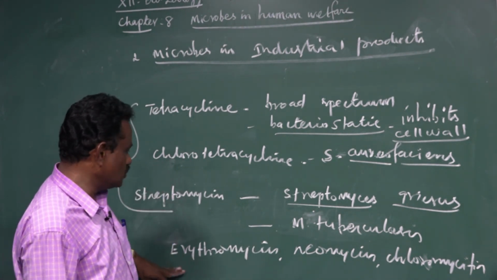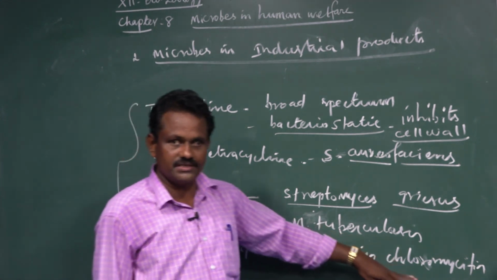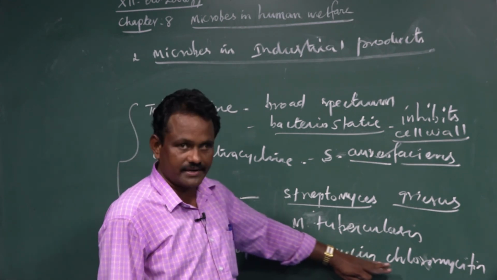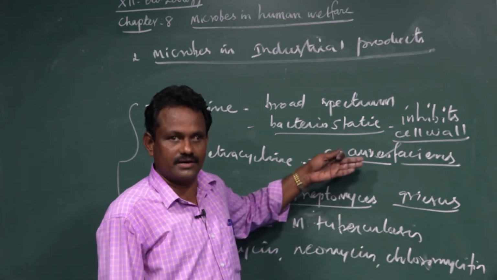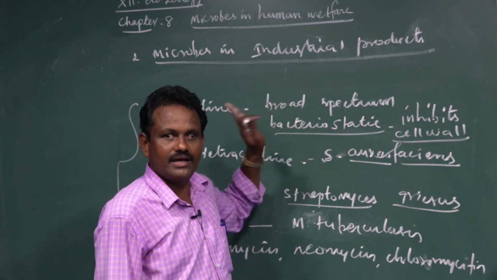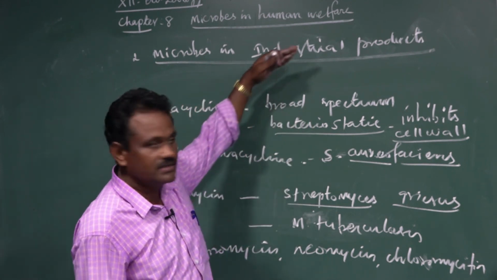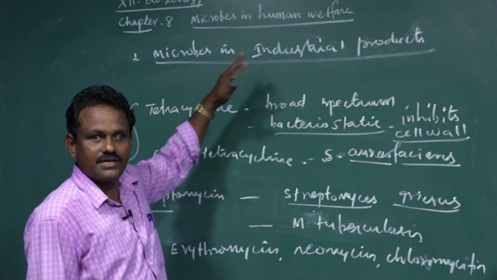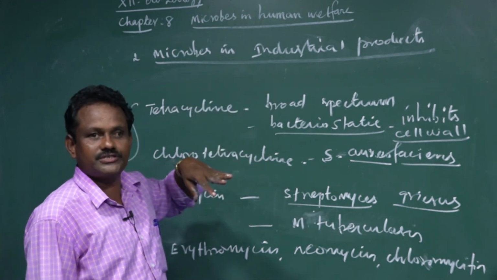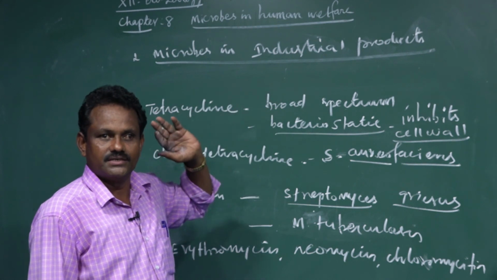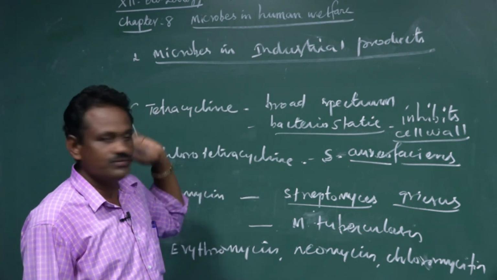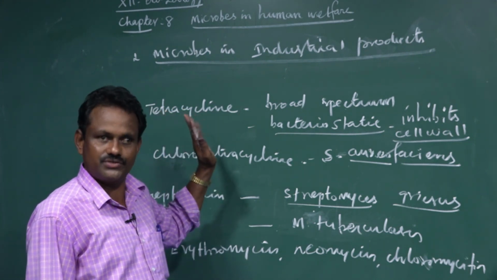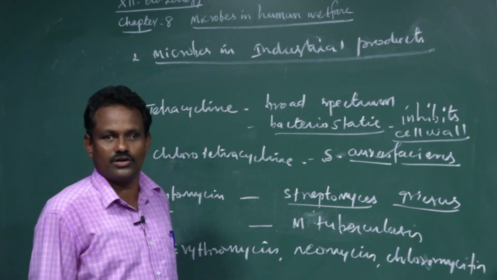Other antibiotic products like erythromycin, neomycin, chloromycetin and griseofulvin are also produced from other microorganisms. All these are potential antibiotic substances produced in various industries. The remaining industrial products like beverages, vaccine production, pharmaceutical drugs and enzyme synthesis, we'll discuss in other classes. I think you will all watch these videos, and in addition to that, go through the book also. Thank you very much.